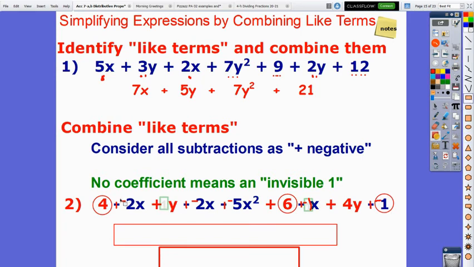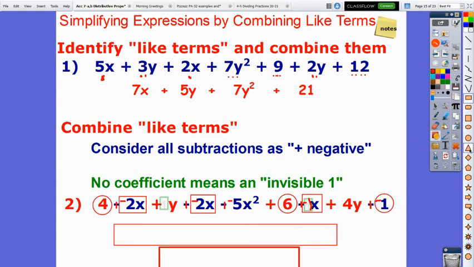Now we have x terms. We'll put squares around those. So there's a -2x. And another -2x. -5x squared. The exponent means it is not like with these. That is not an x term. That's an x squared term. We got this -1x. And that's it.